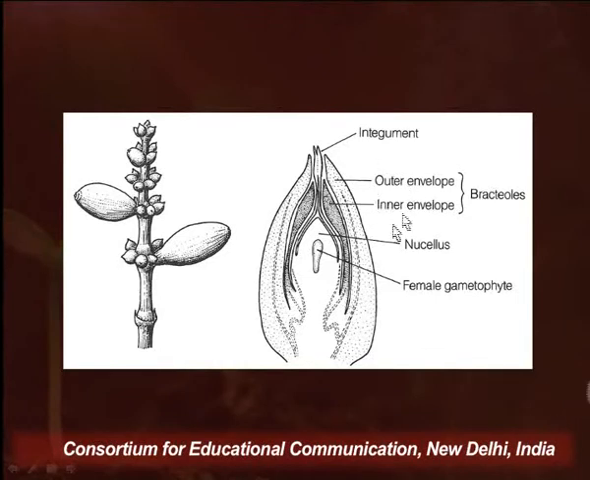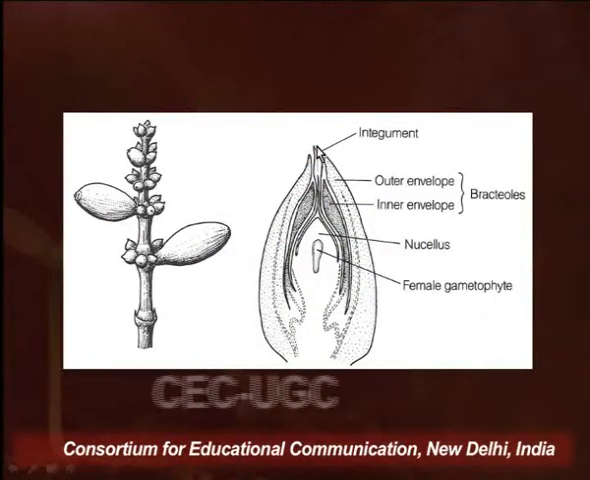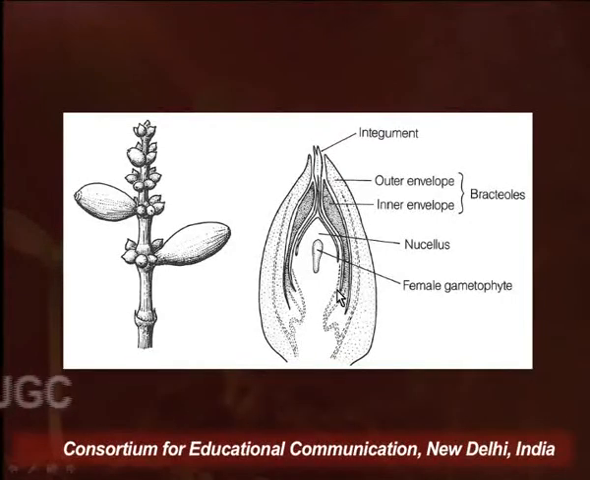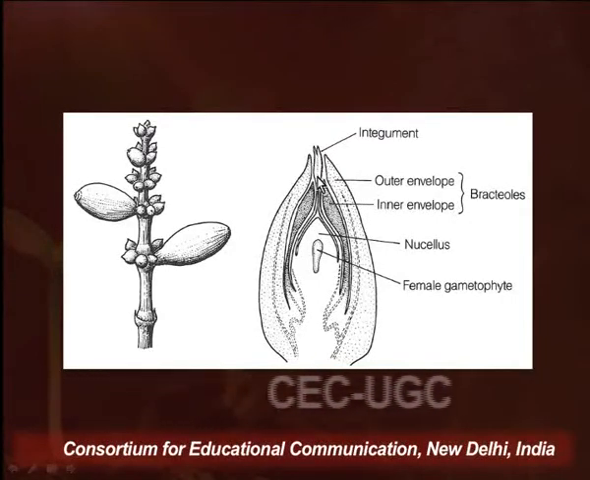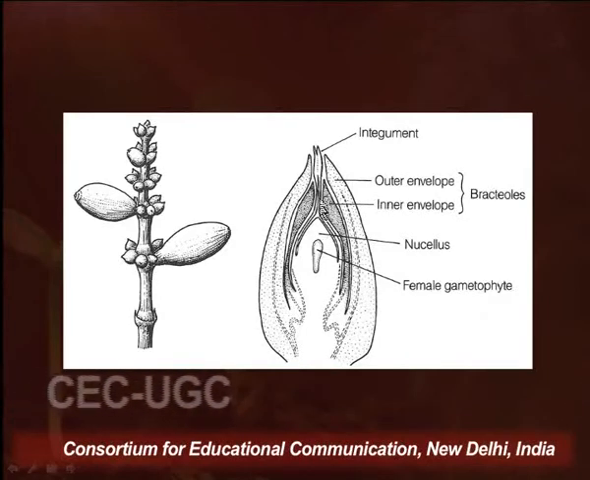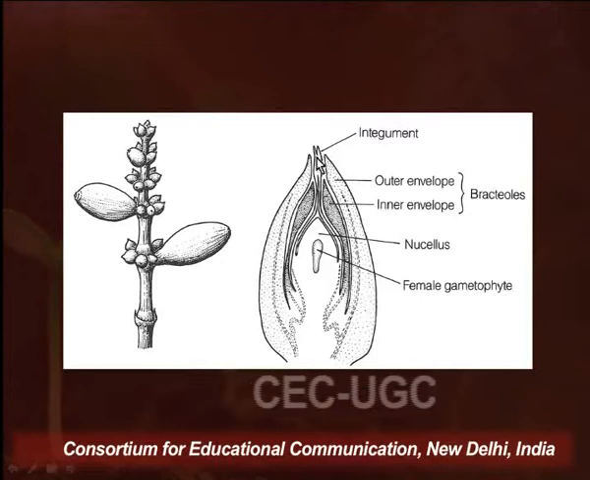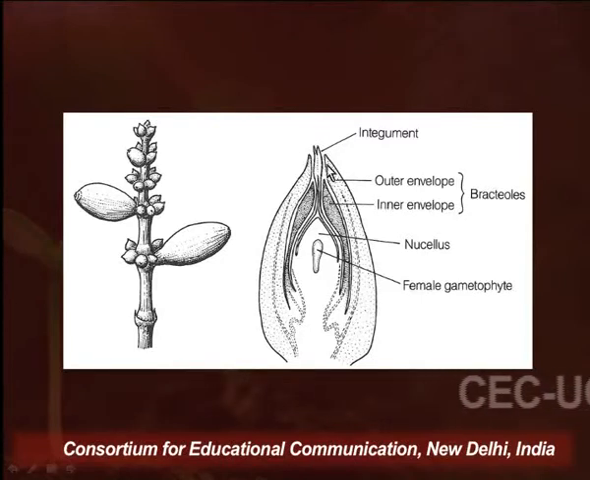So the outer and the middle envelope form the bracteoles. They turn woody, and sometimes they turn very strong and function as a protective structure. The innermost integument is very much functional and plays a very distinct role during the process of fertilization. So what happens, the innermost integument comes out from the apical portion of the outer envelope and forms a 7 to 8 lobed apical structure.